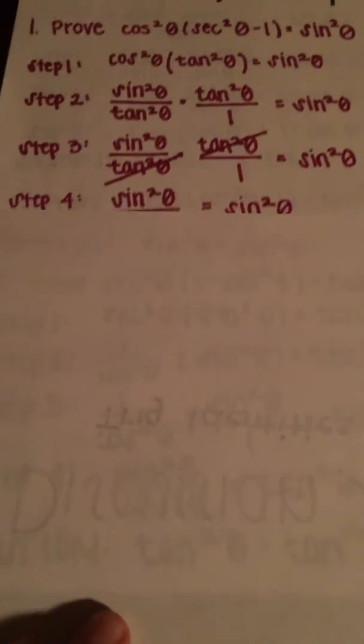Step number 3. Sine squared theta over tangent squared theta times tangent squared theta over 1 equals sine squared theta. You are going to cross out tangent squared theta on both fractions and simplify. Step 4. Sine squared theta over 1 equals sine squared theta. You're going to reduce and have almost your final product. Solution. Sine squared theta equals sine squared theta. This is a trig identity.